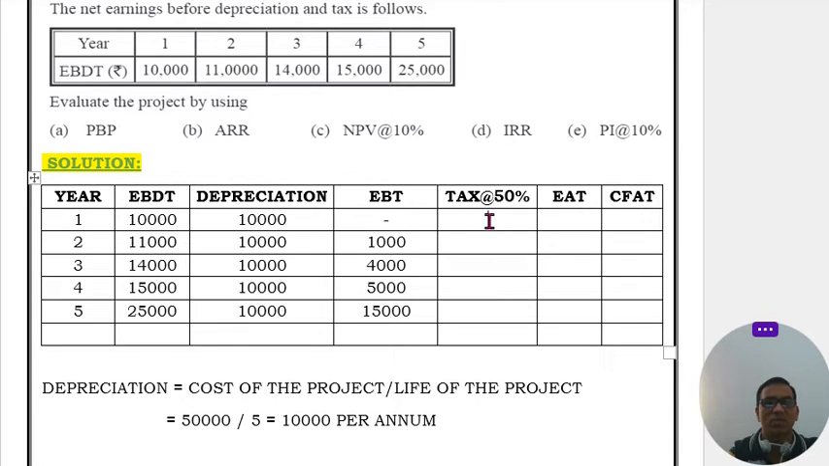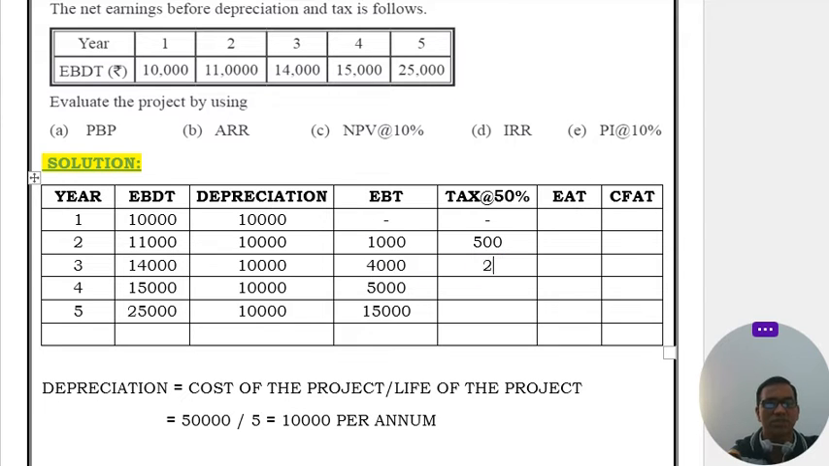Tax at the rate of 50% on EBT. EBT is nil here, so tax is also nil. Then tax at 50% on 1,000 is 500.